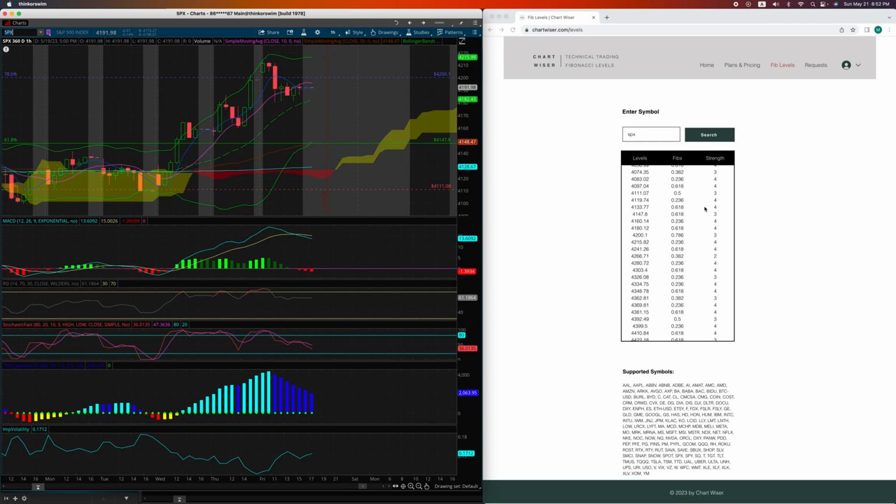Anyhow, we categorize Fibonacci levels in priority strength. The lower the number, the more strength that level has. So you can see here that the level 3s are more important. Right now this one is 4200. Level 3 is really important.